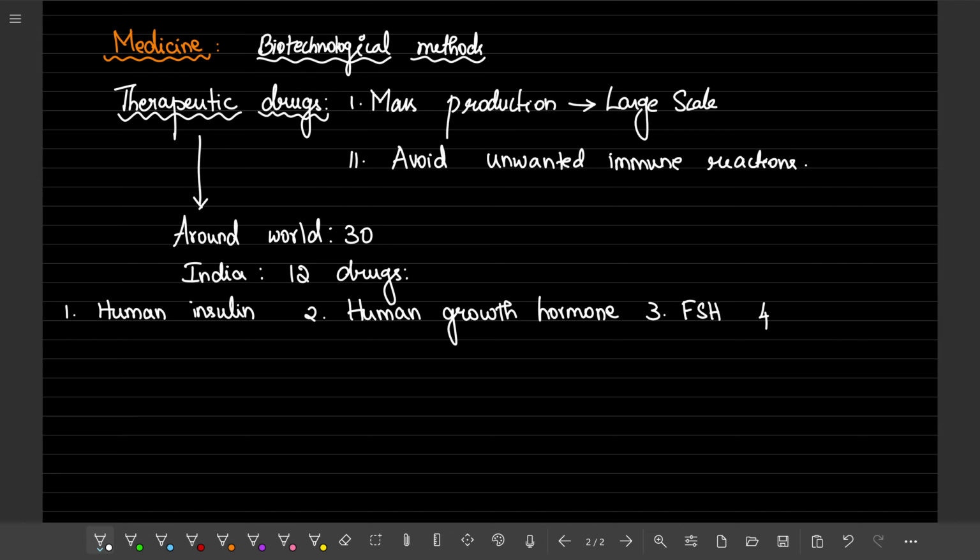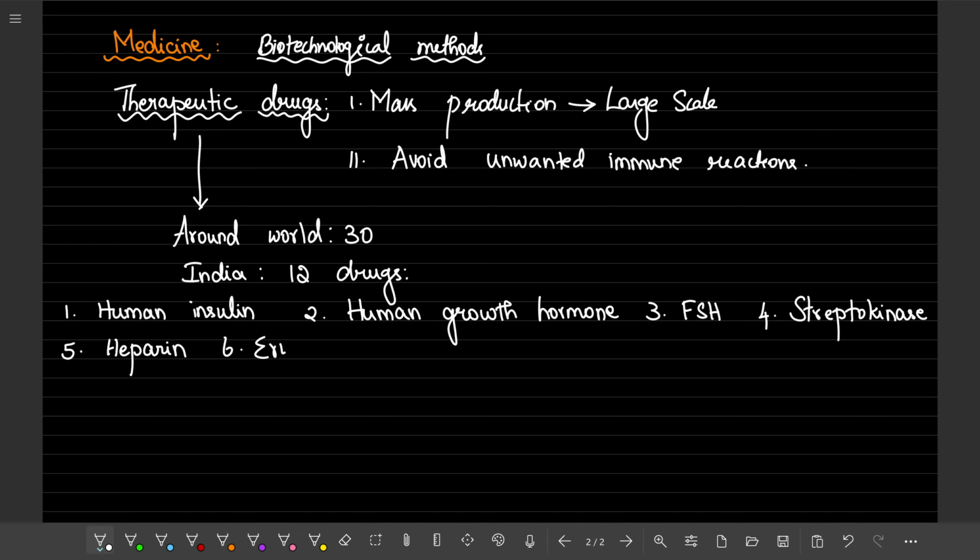Another most common one that is being used in India these days is streptokinase. What do you know about streptokinase? Yes, clotbuster. So what is a clotbuster? If there are any clots formed in your blood vessels, it can dissolve those clots. So clotbuster. And heparin is produced that way.